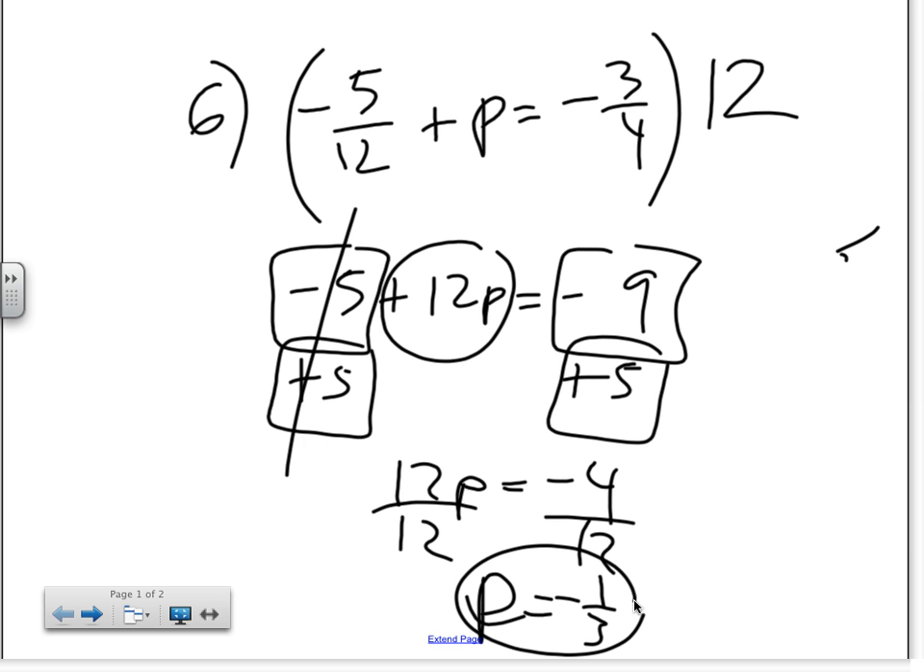Doesn't matter, I don't really care. Let me do the other one. I'm showing you different ways. You pick the way that you like. I like that one. That's it.